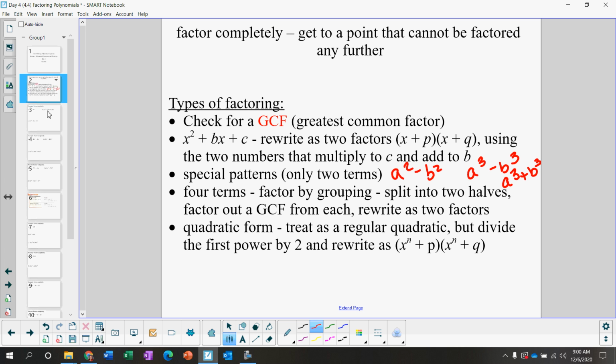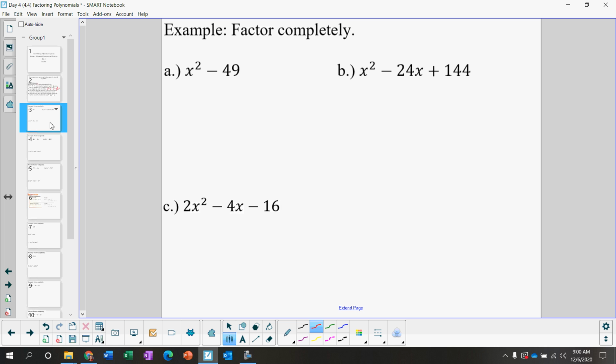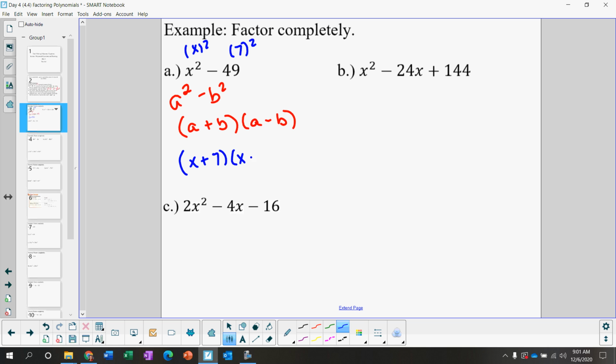Let's start out with some basic ones. We want to factor these completely. So the first one is of the form a squared minus b squared. And the special pattern for that is a plus b, a minus b. If I look at this, what's being squared in the first spot is x, and what's being squared in the second spot is 7. So that means x and 7 are my a and b, so that's going to be x plus 7, x minus 7.